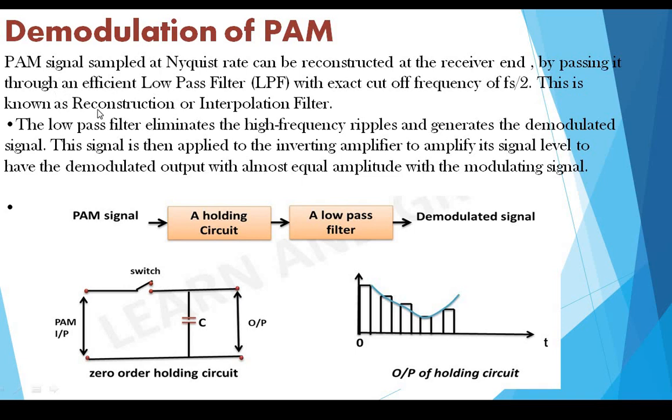and this kind of operation or filtering is known as the reconstruction or interpolation filter. Okay, this low pass filter eliminates the higher frequency components, to reduce the aliasing effect also. So this low pass filter eliminates the higher frequency components or the higher frequency ripples and generates the demodulated signal. And this signal is then applied to the inverting amplifier. After this you got a demodulated signal. After that we apply it to an inverting amplifier to amplify its signal level to have the demodulated output with almost the same amplitude as the modulating signal.